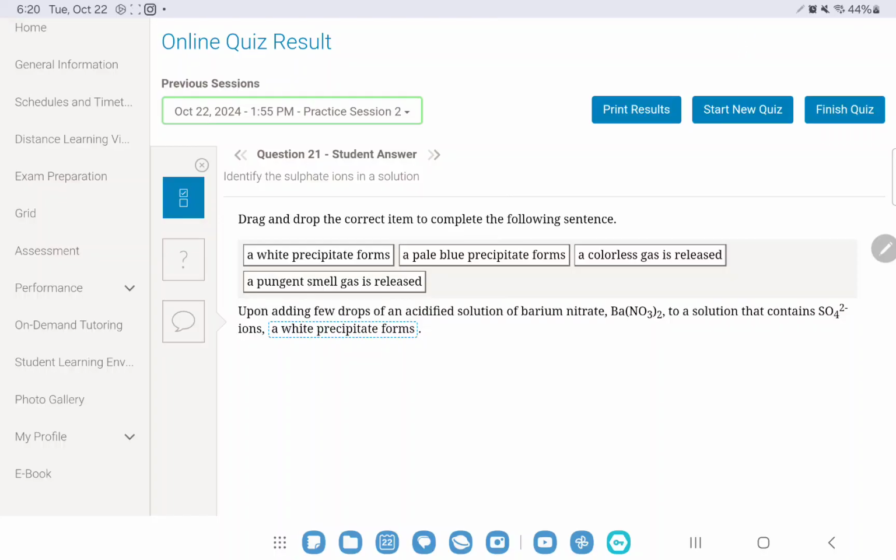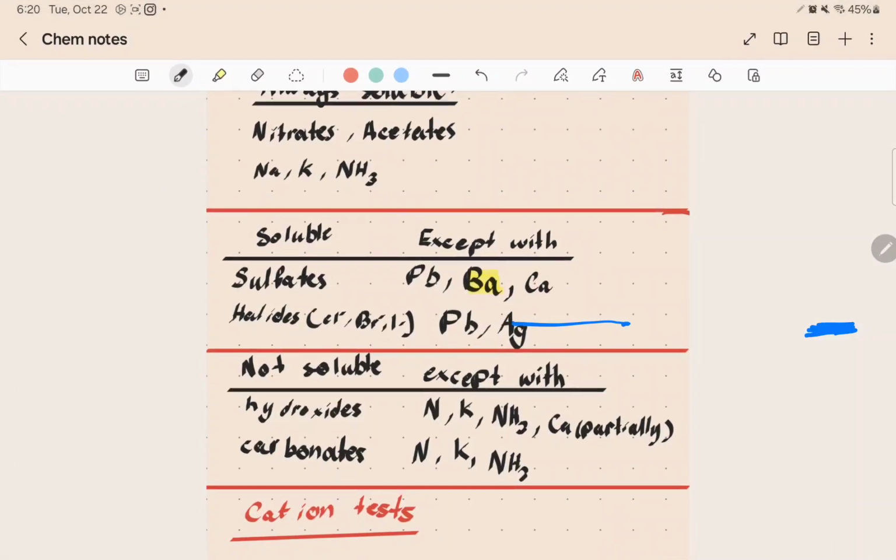Okay, let's identify the sulfate ions in the solution. When you add an acidified solution of barium nitrate to SO4, we know it does not dissolve in SO4. SO4 is soluble in most things other than barium. I even have it in my notes right here. Sulfates are soluble except in silver, lead, barium, and calcium.